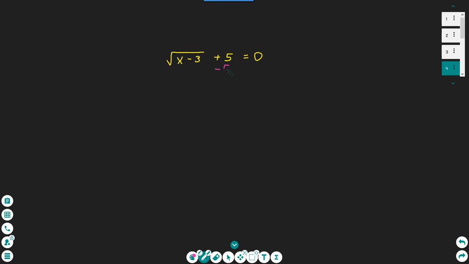So we're going to subtract 5 from both sides, right? And if we subtract 5 from both sides, we end up with the square root of x minus 3 is equal to negative 5. Now, the question is, how can I solve for x? This x is inside a square root.